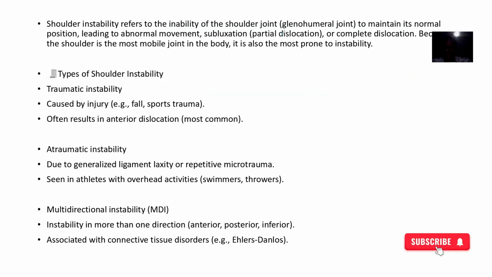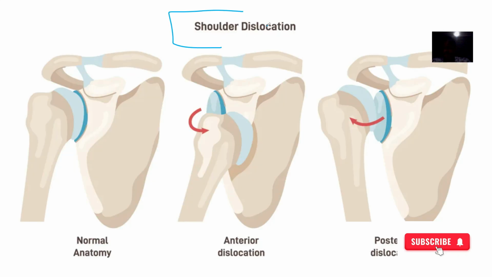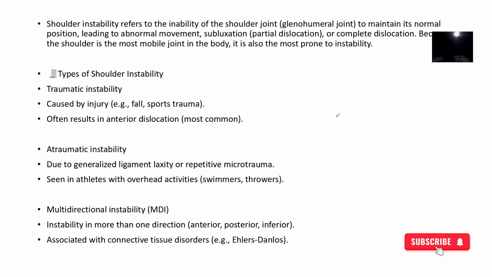Alright. Well, dislocation now could be of different types. It could be partial, where the glenoid fossa is shallow, or it could be complete. So it's just inability of the shoulder joint, that's the glenohumeral joint, to maintain its normal position. So it will now lead to all those abnormal movements, subluxation, and even complete dislocation.